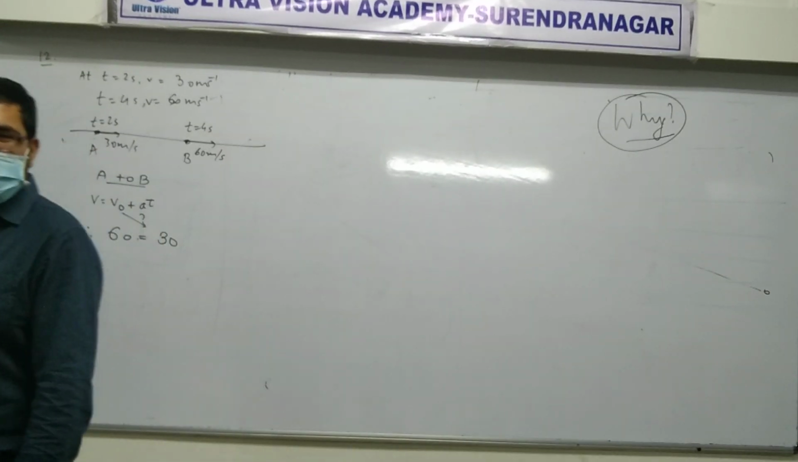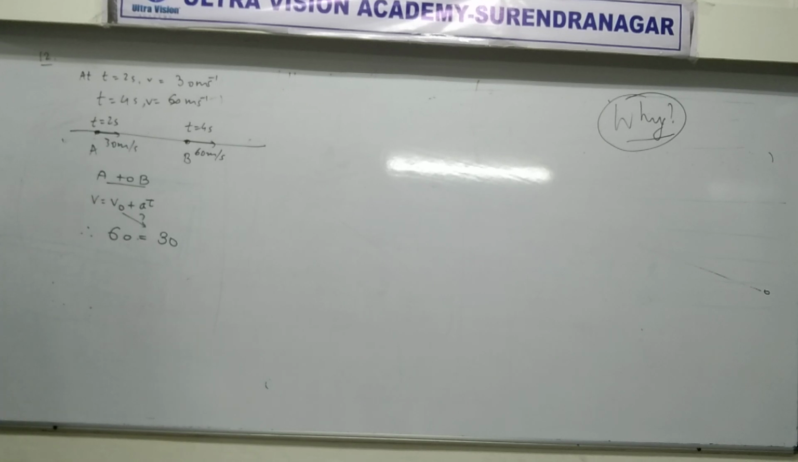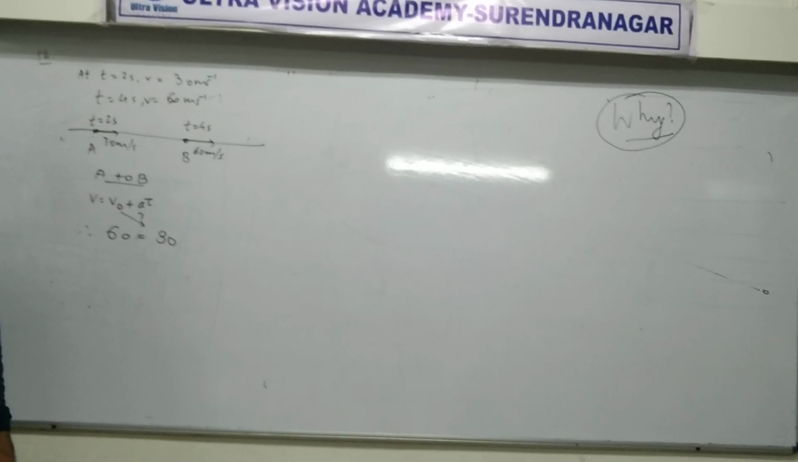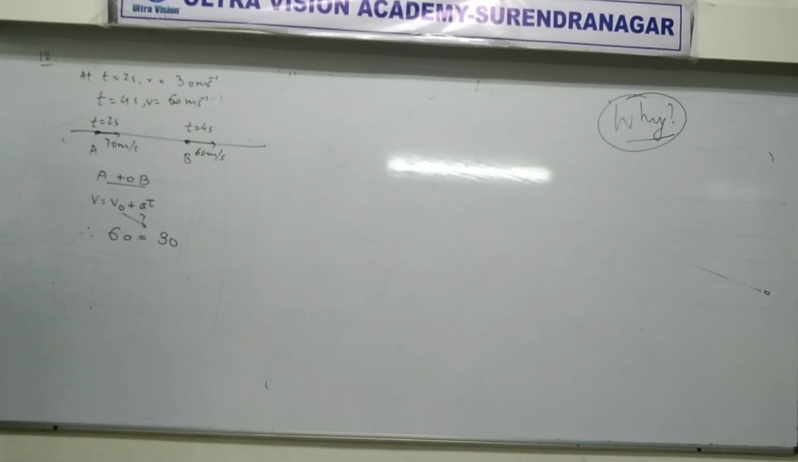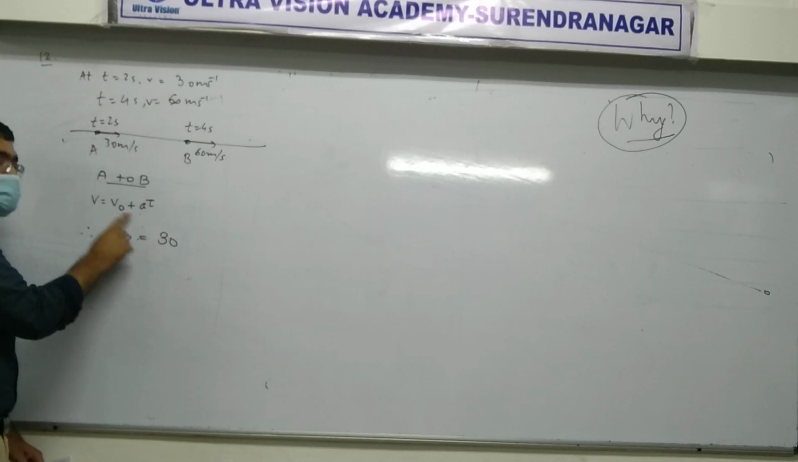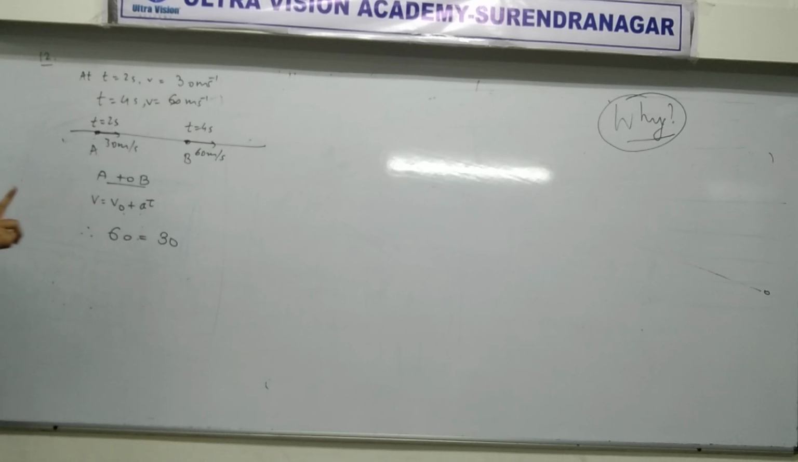Is he right in putting 30 here? Yes or no? Who says yes? Who says no? Not right. We want to find V0. Why is he right? Starting from point A, we are observing from point A. Yes, that's the correct reason. So V0 will be 30. But this V0 is not what we want to find.